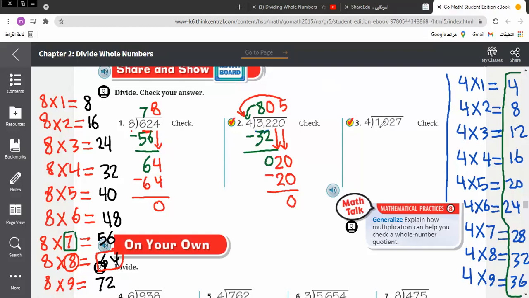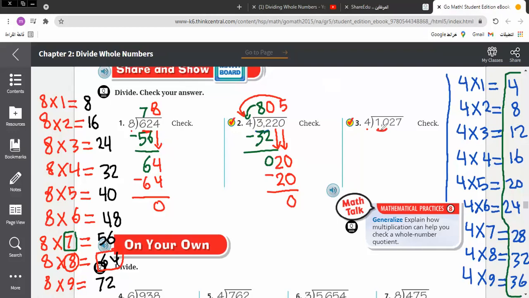Question 3. 1 divided by 4. We have to start from the last digit. 1 divided by 4. Can we do this? No. Small number divided by big number. No, we can't. So what should we do? We have to choose the next digit, next one.